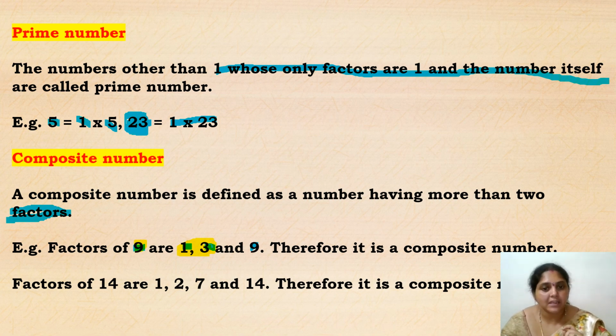In the same way, I have taken one more example, that is 14. 14 is having 4 different factors: 1, 2, 7 and 14. 1 and 14 are common. If only 1 and 14 were found, it would be a prime number. But here I am having more than 2 factors. 2 and 7 are also included for 14. That's why 14 is known as a composite number. Prime number means the number will be divisible only by 1 and the number itself. What is meant by composite number? It is having more than 2 factors. That is known as composite number.